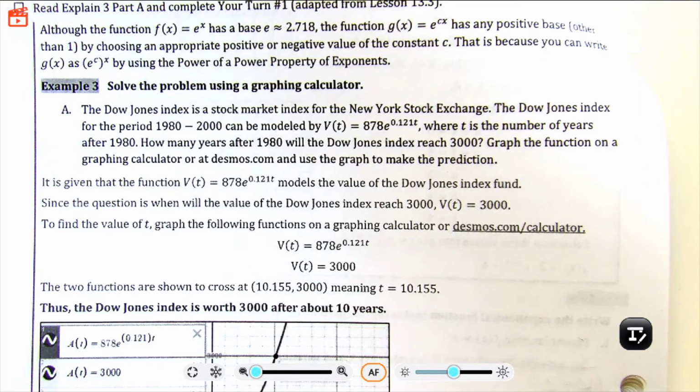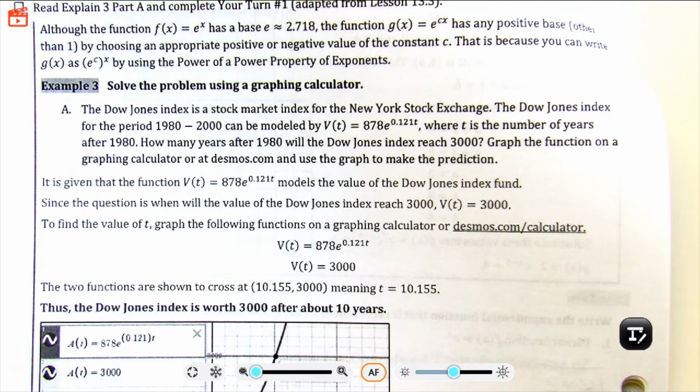So the first problem is the Dow Jones Index is a stock market index for the New York Stock Exchange. The Dow Jones Index for the period 1980 to 2000 can be modeled by V(t) equals 878 e to the 0.121t power, where t is the number of years after 1980. How many years after 1980 will the Dow Jones reach 3000? Graph the function on a graphing calculator or at desmos.com and use the graph to make the prediction.